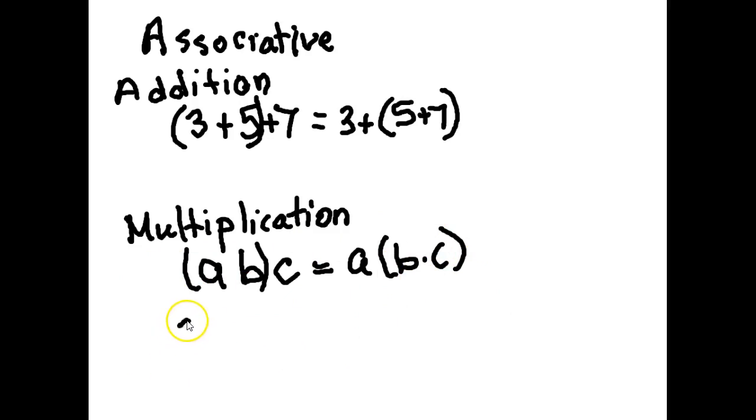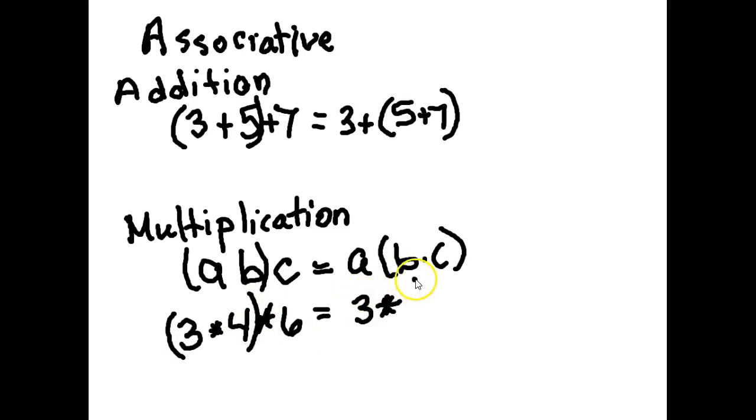Now, if I were to do 3 times 4 times 6, and I have my 3 and my 4 first, then I could go 3 times 4 times 6. So that is our associative property.